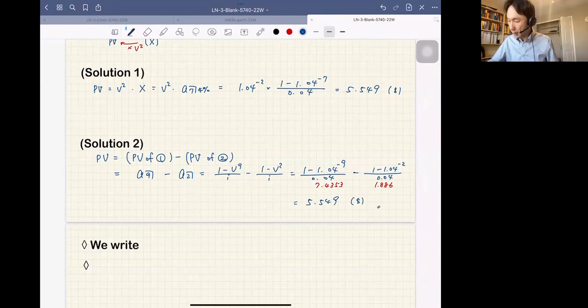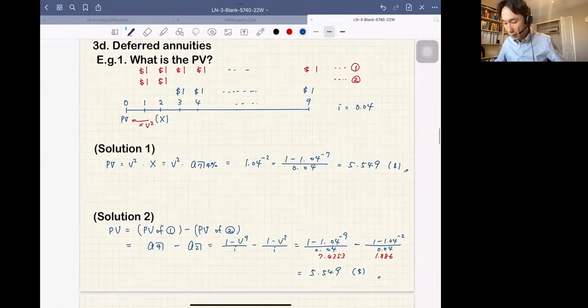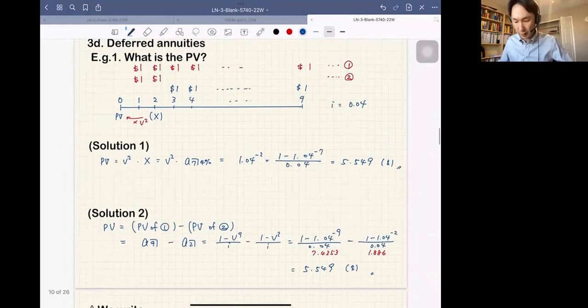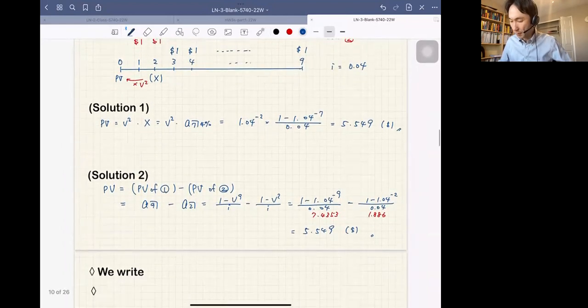So you can do it in the same way. For this specific question, I think either is fine. Maybe both are easy, but for some questions, solution 2 may be faster, especially with more complicated cash flows. It's faster sometimes.